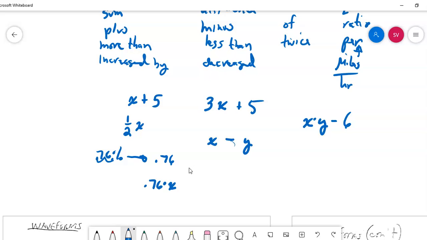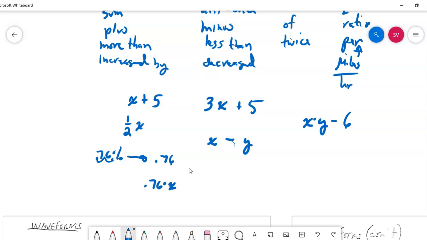And let's do one more here. Translate into an algebraic expression. 5 less than 43% of the quotient of two numbers. 5 less than 43% of the quotient of two numbers.